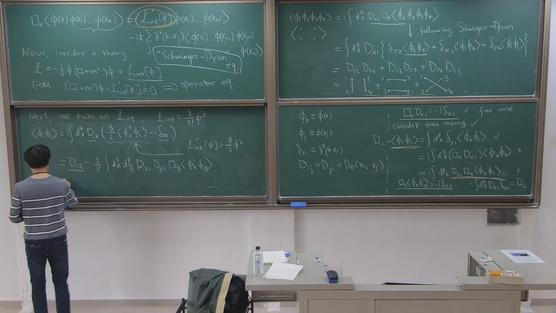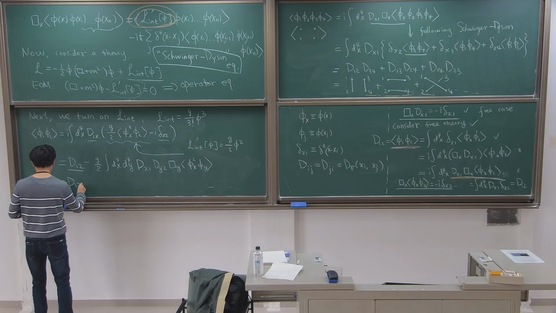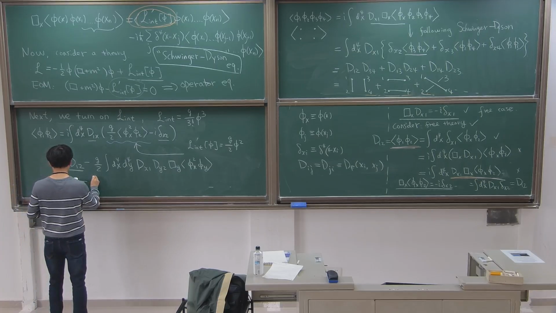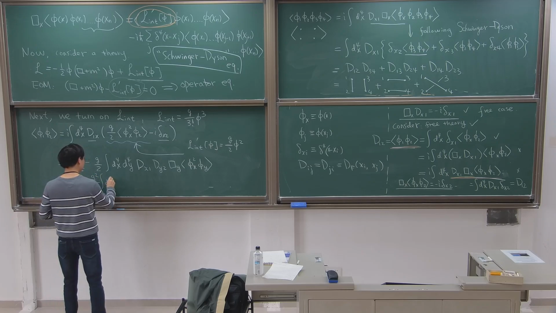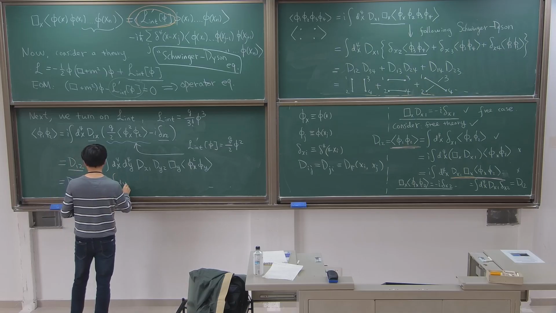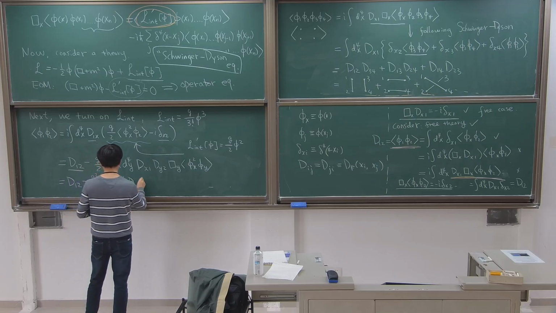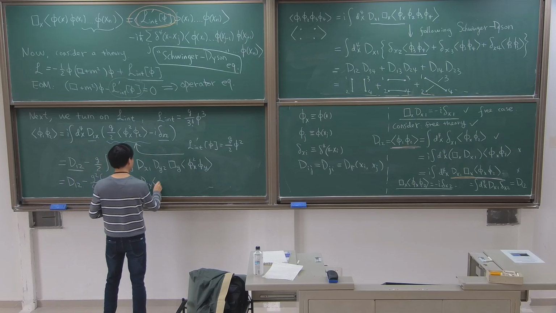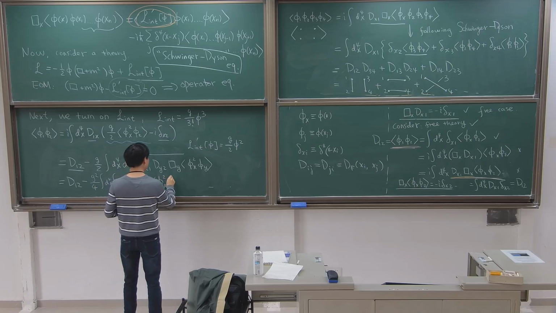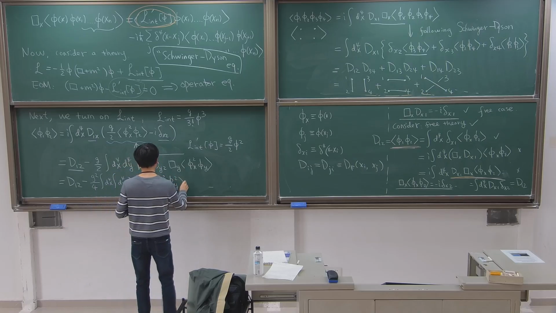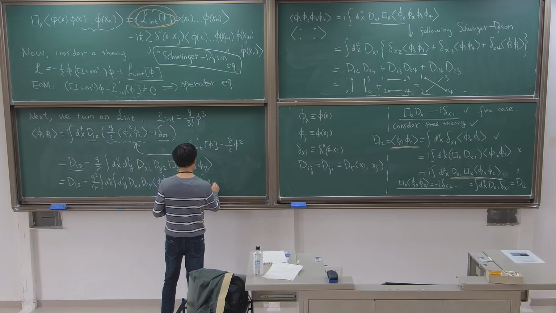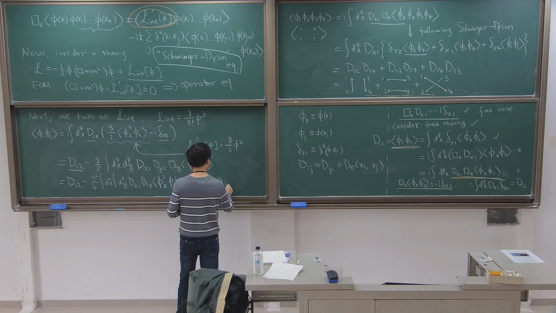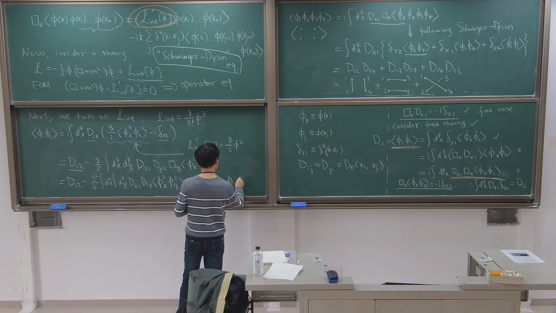Now just compute this one straightforwardly. This is D12 minus t squared, dx1, d2y, phi x squared, phi y squared, plus g, dx1, x2, phi x phi y.